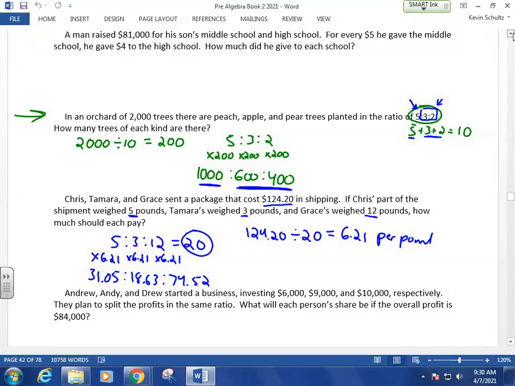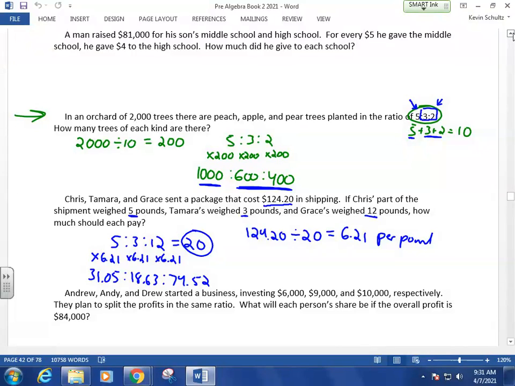Andrew, Andy, and Drew started a business, investing $6,000, $9,000, and $10,000 respectively, meaning that Andrew invested $6,000, Andy invested $9,000, and Drew invested $10,000. They plan to split the profits in the same ratio. You know, Drew here, who invested the most, should get more of the profits, right? He put a bigger risk out there compared to Andrew, who invested the least. You know, still should get some profits, but not as much as the other ones. So what will each person's share be if the overall profit is $84,000?